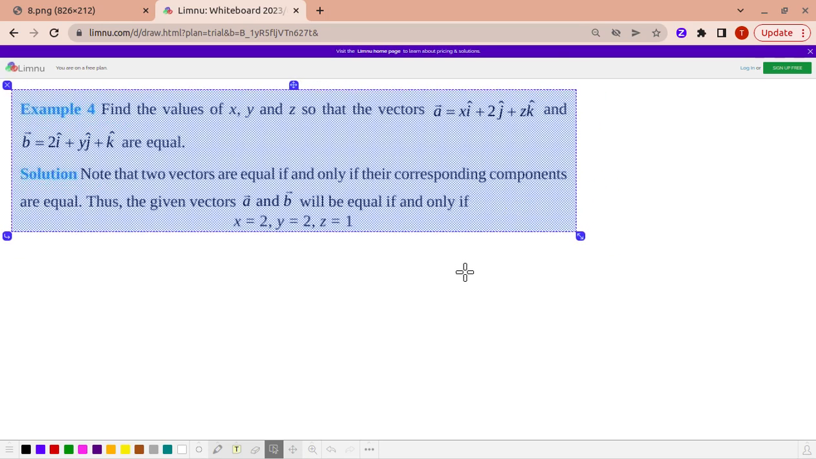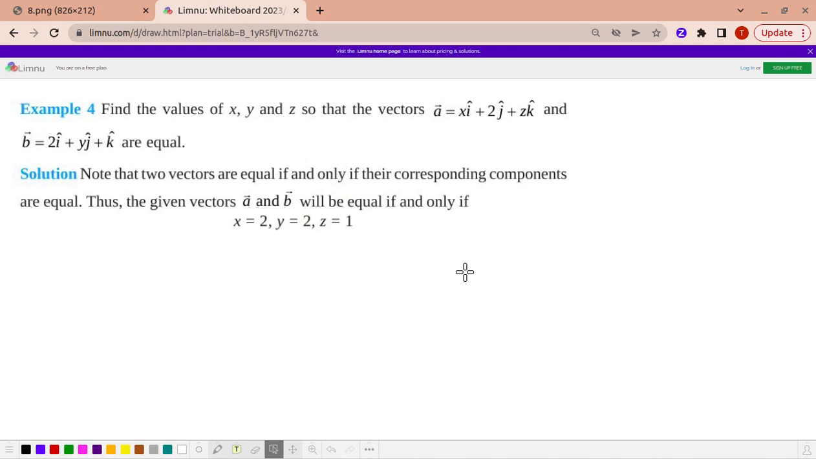Find the values of x, y and z so that the vectors A, which is expressed as x i cap plus 2 j cap plus z k cap, and B, that is equal to 2 i cap plus y j cap plus k cap, are equal. We know two vectors are equal if their corresponding i cap components are equal. That means x should be equal to 2. This x has to be equal to 2 because both are the i component of the vectors A and B respectively.